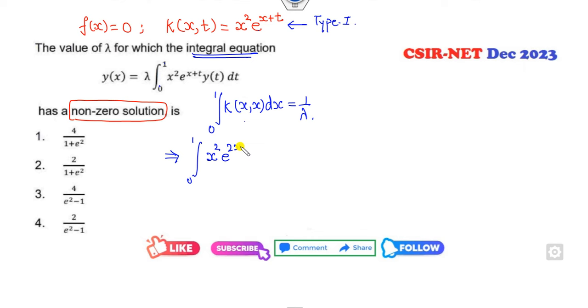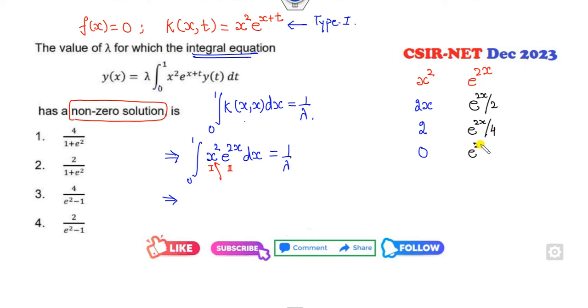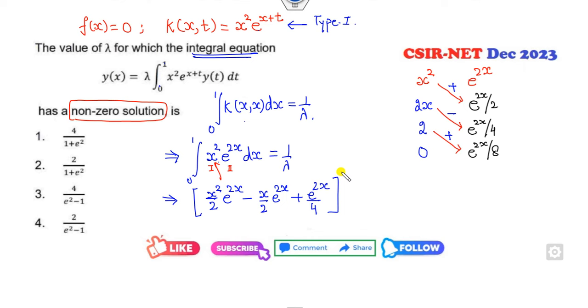Fine. Now, how can you integrate this? Either you can integrate by parts, or because a polynomial term appears, the shortcut trick, as I told you, is to write the differentiation of this polynomial part until it becomes 0, and the integration of the other part, e raised to power 2x by 2, e raised to power 2x by 4, e raised to power 2x by 8, and then cross multiply with the signs positive, negative, positive. That's the integration of this one. So the integration is x square over 2 e raised to power 2x minus x over 2 e raised to power 2x minus e raised to power 2x divided by 4, from 0 to 1, is 1 over lambda.